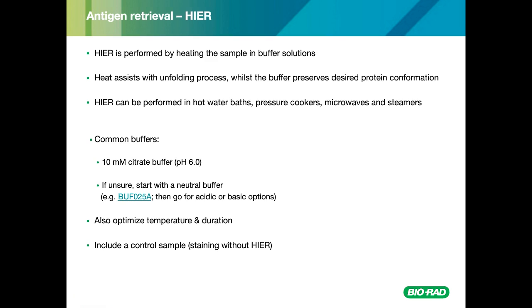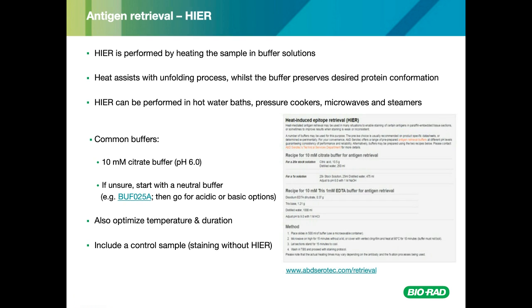When performing HIER, care should be taken, as HIER might cause tissue sections to lift off slides. Therefore, always make sure you use tissue adhesive slides, such as poly-L-lysine or APES-coated slides. With regards to buffers, the most common HIER buffer is a 10 millimolar citrate buffer at pH 6.0. Should you like to make this buffer or another antigen retrieval buffer, please go to abdserotech.com/retrieval, where you find detailed protocols.